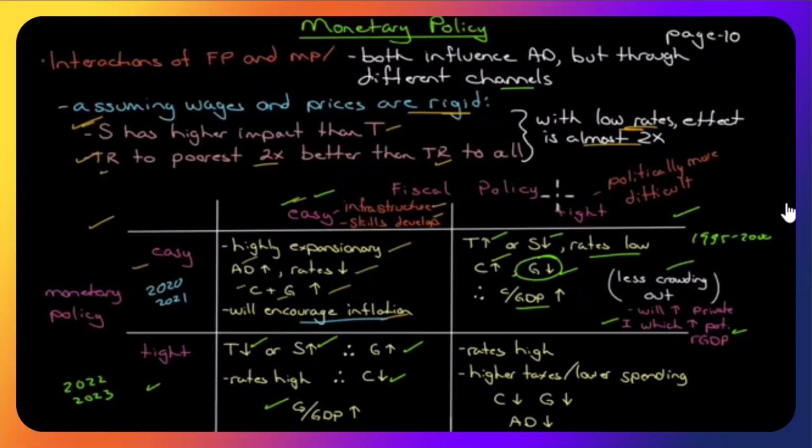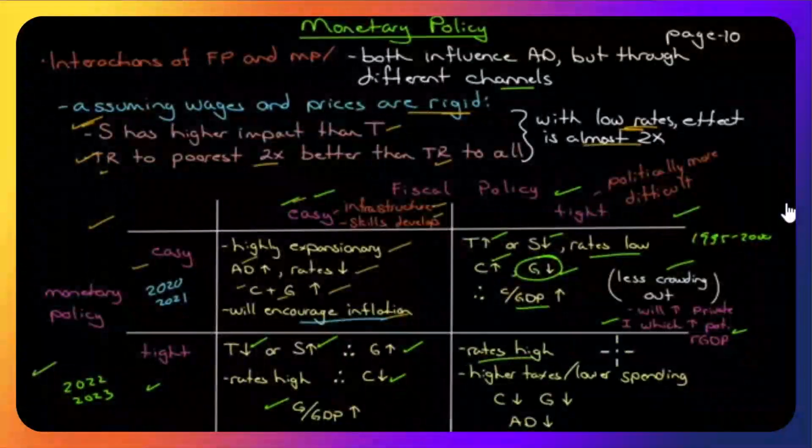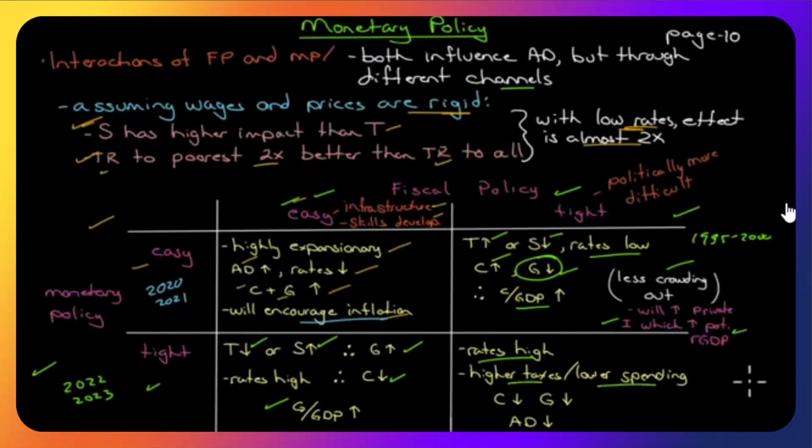Let's go with tight fiscal policy and tight monetary policy. Rates are high. You either have higher taxes or lower spending. Both C and G will decrease. Aggregate demand will decrease. This would be done when inflation is at very high levels, and you would do this when inflation is very high and you're running the risk of runaway inflation expectations.